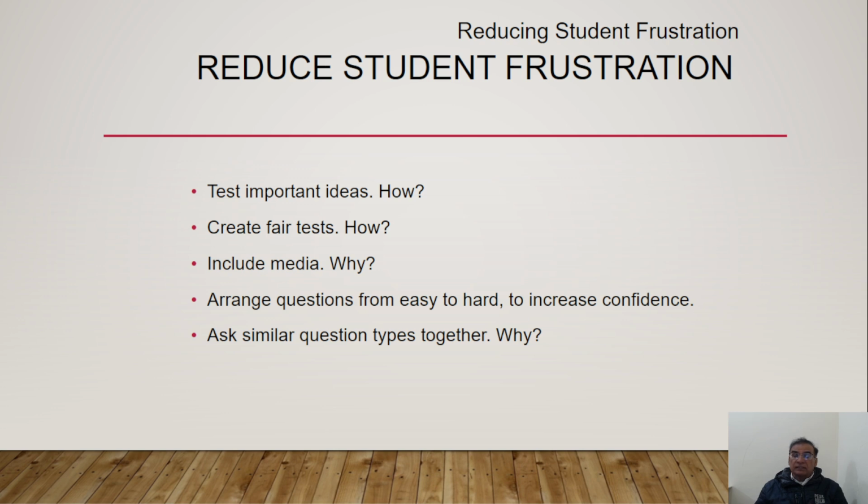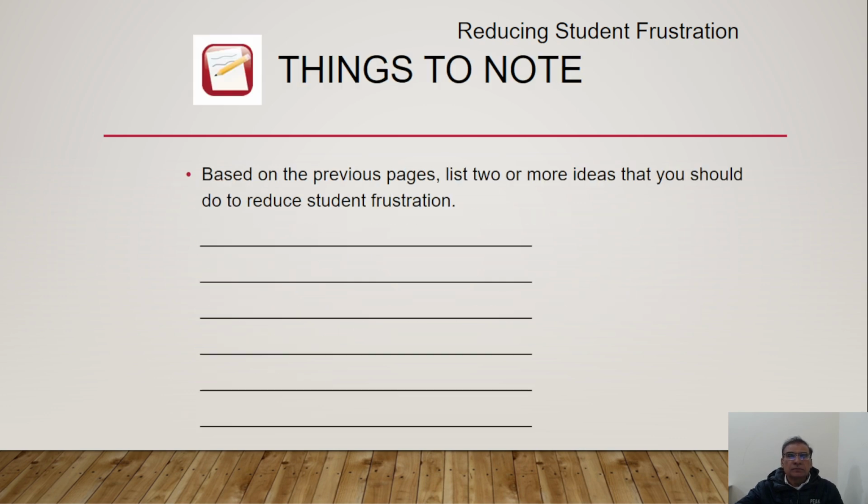Ensure fairness in question difficulty. Use multimedia where relevant. Arrange questions from easy to hard. Group similar question types together. For example, a history exam starts with multiple choice recall questions followed by short answer critical thinking. Time to note. Based on the previous page, list two or more ideas that should be reduced to lower frustration. Please write here.